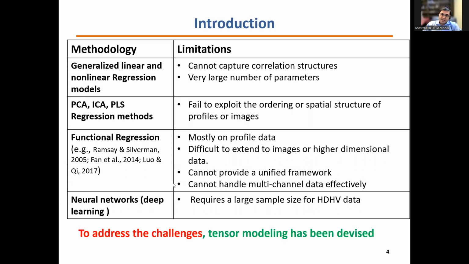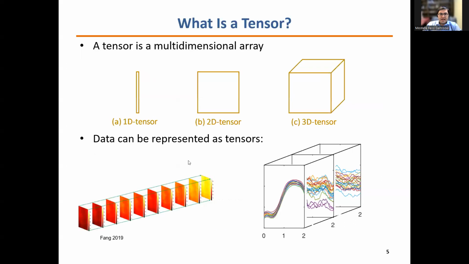So to address these challenges of the existing methods, tensor modeling has been devised. So what is a tensor? A tensor is a multidimensional array. For example, a vector is a 1D tensor, a matrix is a 2D tensor, and a cube is a 3D tensor. Data can be represented as tensors. For example, a video can be represented as a 3D tensor, and multi-channel signals can also be represented as 3D tensors.